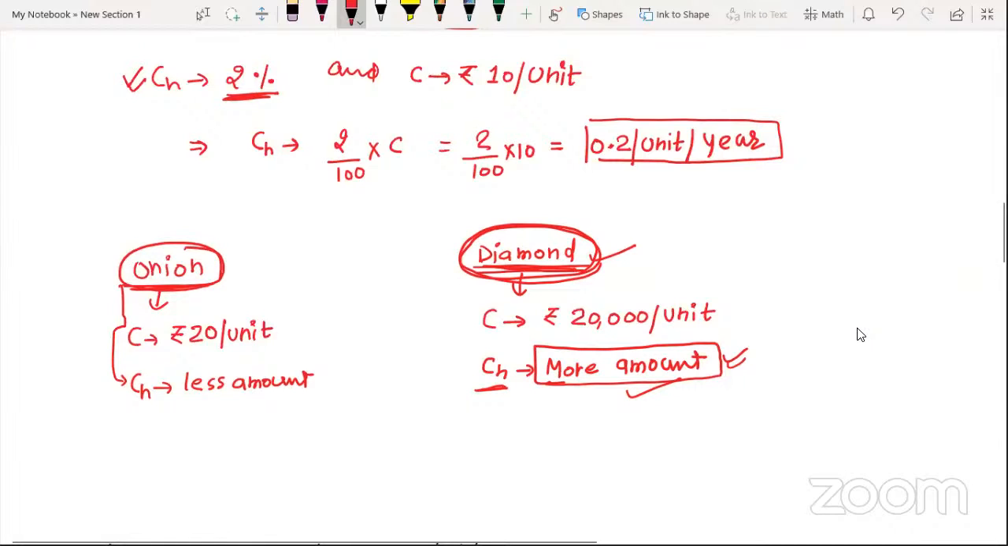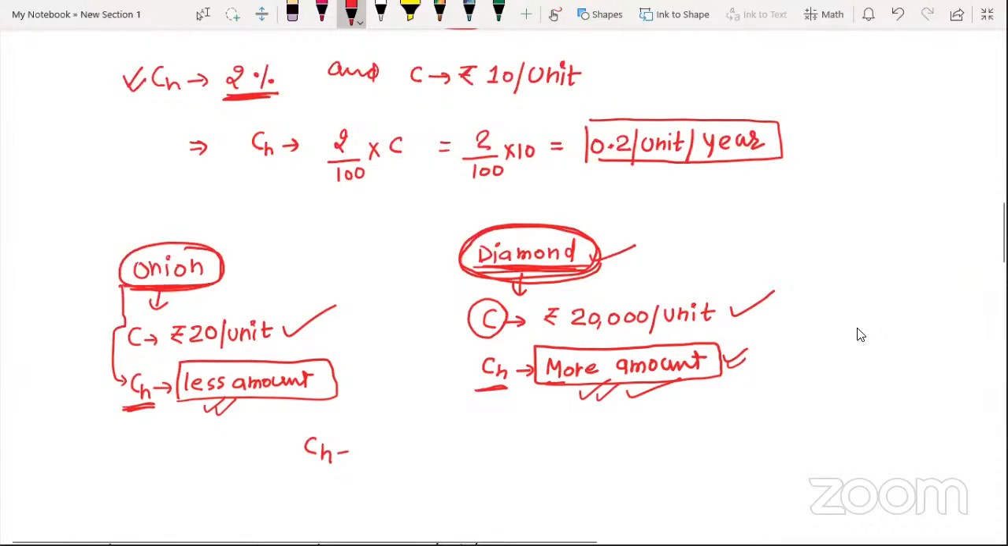That's why you are going to pay a lower value of ch. You are going to pay less holding cost for the one item, but more holding cost for the onion. Why? Because it is more expensive. More expensive means, see here, the cost per unit is more. Here the cost per unit is less.